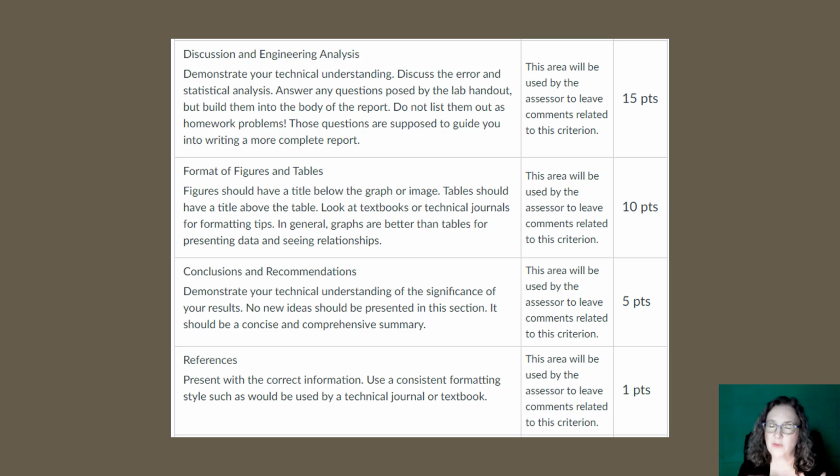Now then you're just going to wrap things up. So you've got references, okay? On the references, if you use any style that you would have found in a textbook or a professional technical journal, I'm going to be good with that style. Just use a consistent formatting and have the correct information that goes with a reference, okay?